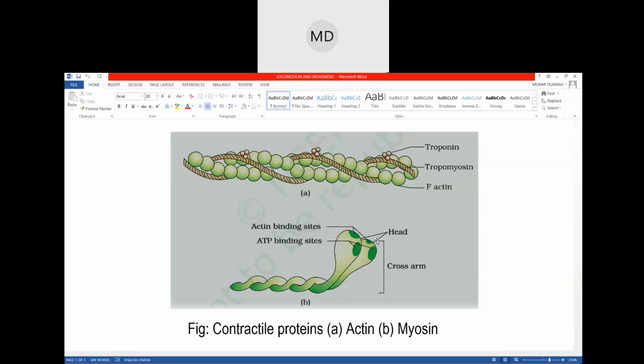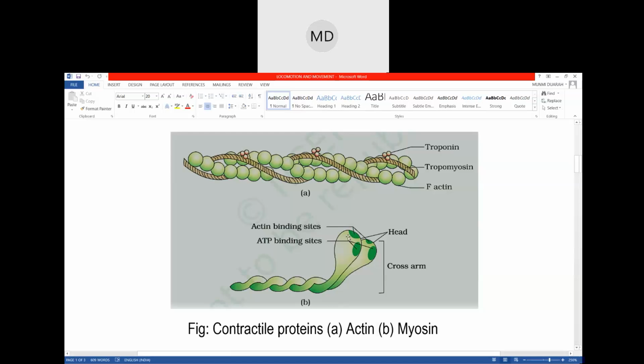Okay, try to draw it at home once. So head, this portion is the myosin head. So what happens at the beginning of muscle contraction? In the myosin head, the actin will come and join. Okay, the actin will come and join the myosin head.